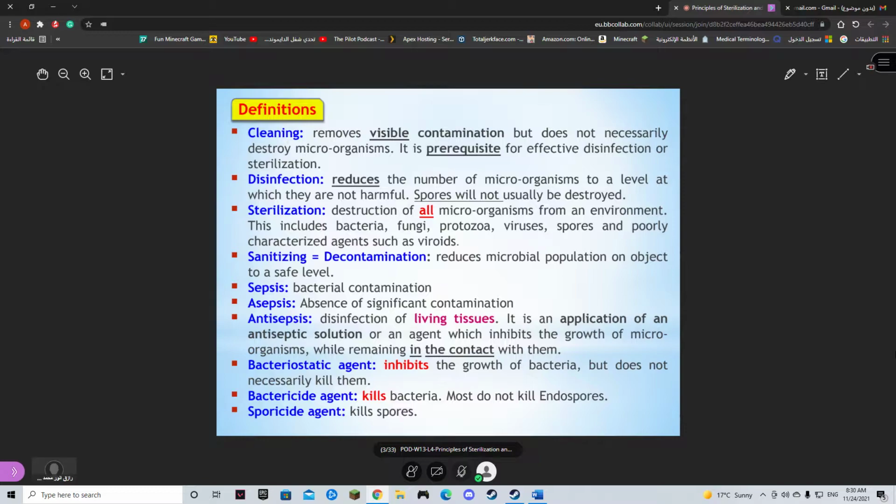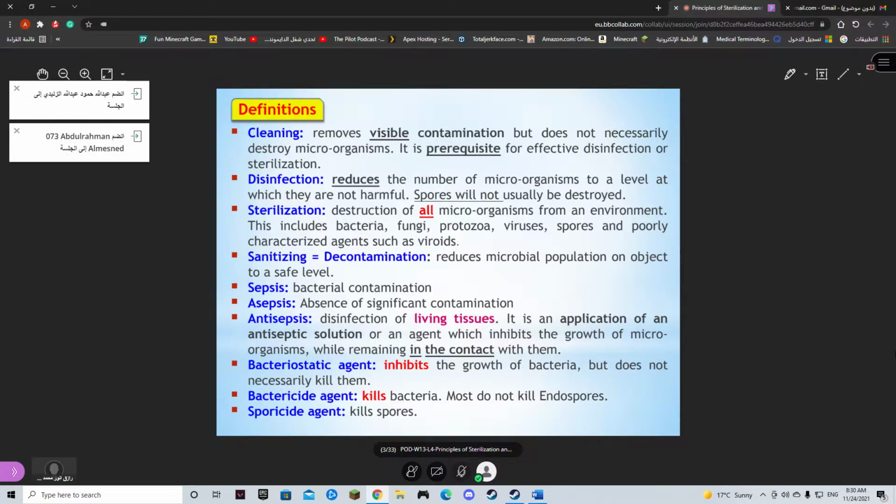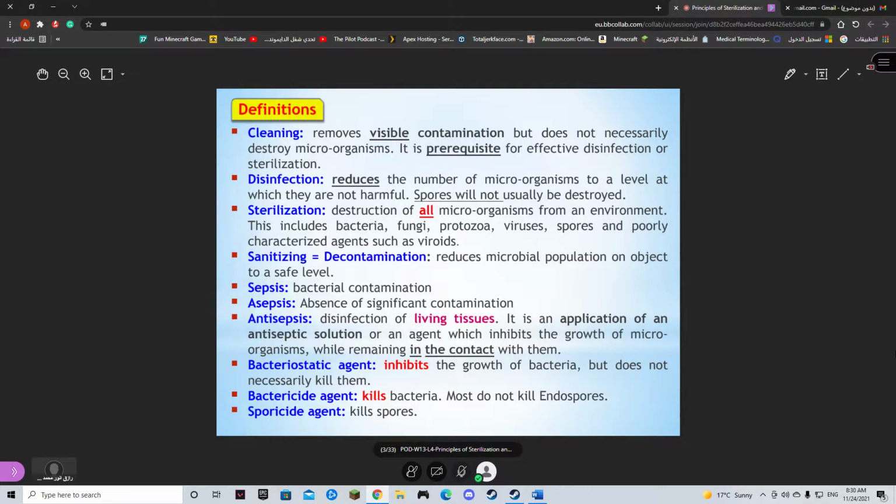Sanitization is that you are inhibiting, you are killing from the fomite area, meaning from the physical area, that are enough to be considered safe by the public health department or the community service. They are considered safe to be used by the human body. We call it sanitization, or decontamination in short.